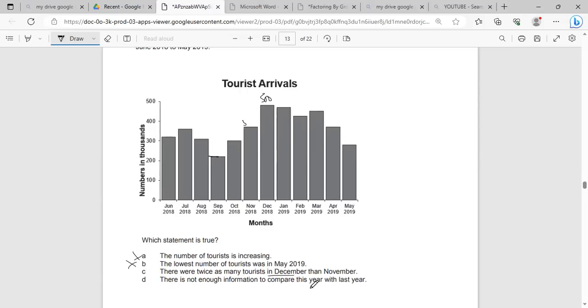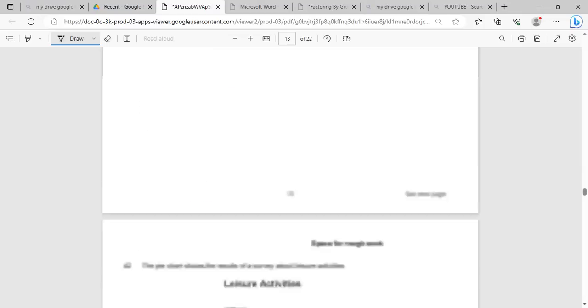There's not enough information to compare this with last year. I'm going to go with D. I don't even know what is happening. All right, but none of them fit there, except the last one.